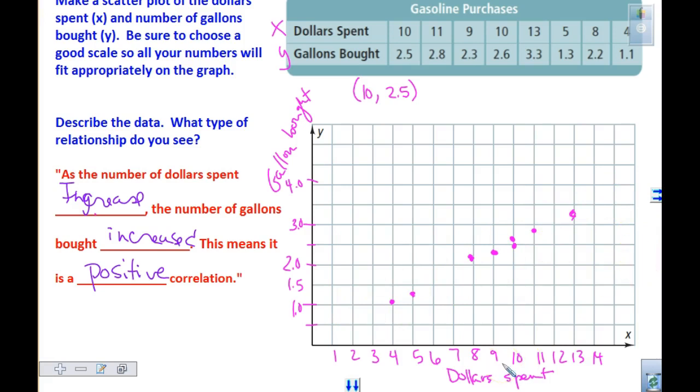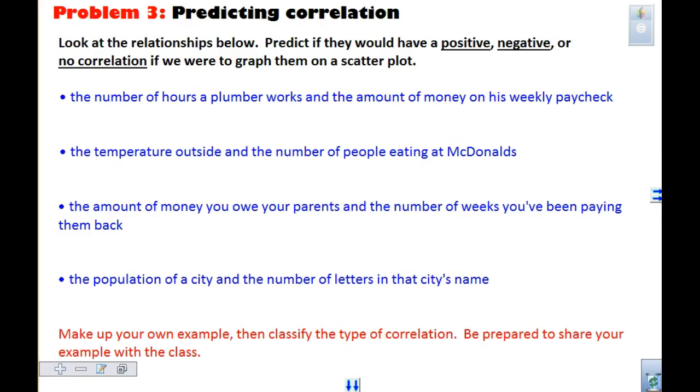Later this week when we look at trend lines, tomorrow and on Wednesday, that's when we'll start looking at that. So it says, if we are looking at these, you are asked to just put down, do you think it's positive, negative, or no correlation? So there will be probably 4 or 5 questions in your homework that look very similar to it. So looking at relationship, predict if you think they have positive, negative, or no correlation, if you were to graph it as a scatter plot.